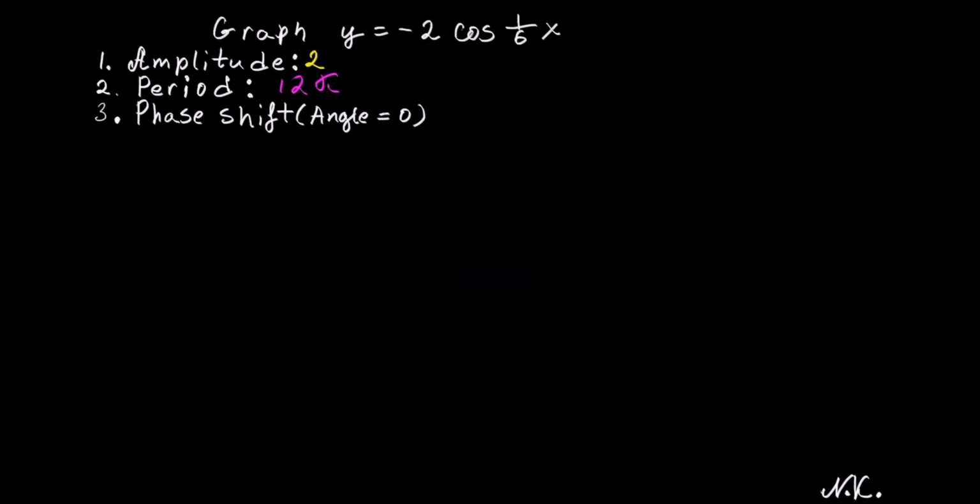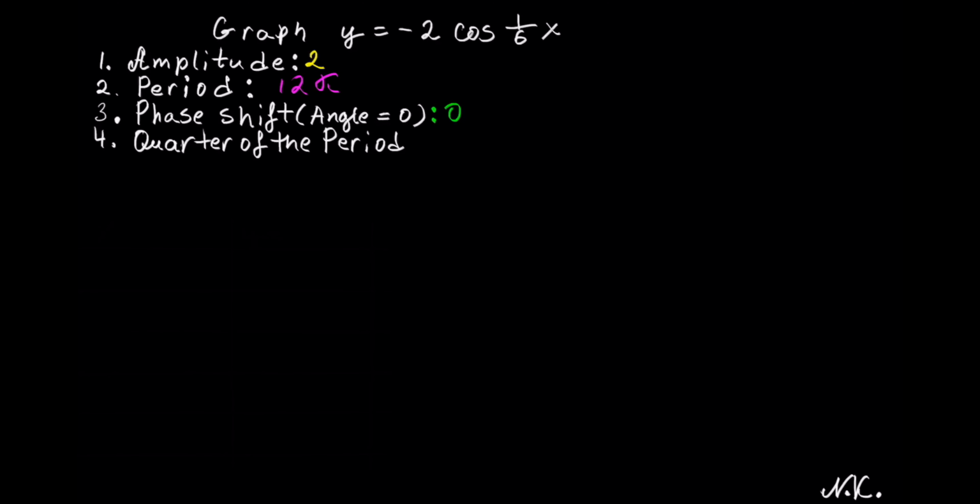Then we need to calculate the phase shift, and it's always when the angle is equal to 0. So we need to take the angle of cosine, which is 1/6 of x, and solve it for 0. 6 is in the denominator, so it's dividing x, and the inverse of dividing by 6 is to multiply by 6. Let's do the same thing to both sides. So 0 times 6. 6 and 6 will cancel on the left, and we get 1x is equal to 0 times 6, which is 0. So the phase shift is equal to 0.